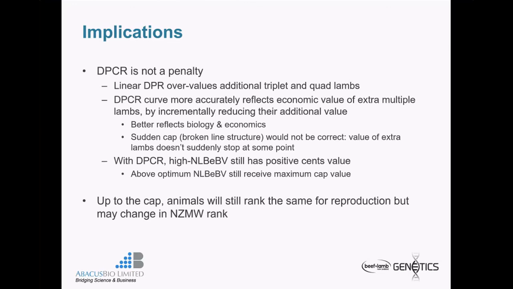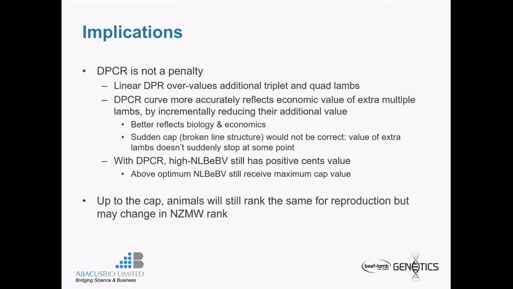So with the capped reproduction, high NLB rams still have a positive sub-index value. That's because above the optimum we still give them the max capped value, so we're not penalizing them, we're just not giving them excessive credit that is not warranted.